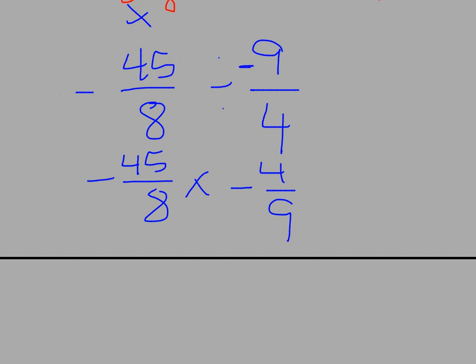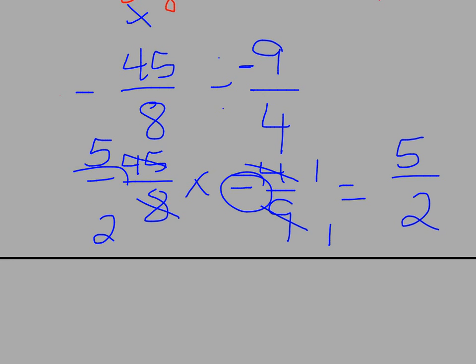Now I cancel where I can. That would be 1. That's 5. This is 1, and that's 2. When I multiply across, I get 5 times 1 is 5, and on the bottom, 2 times 1 is 2. They were both negative, so my answer is now positive. I can leave it like that, and that's the answer.